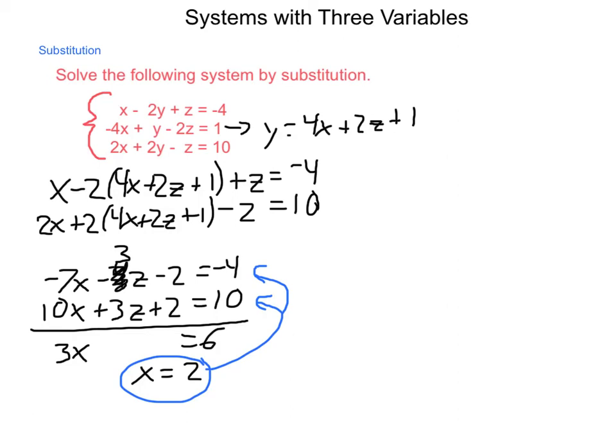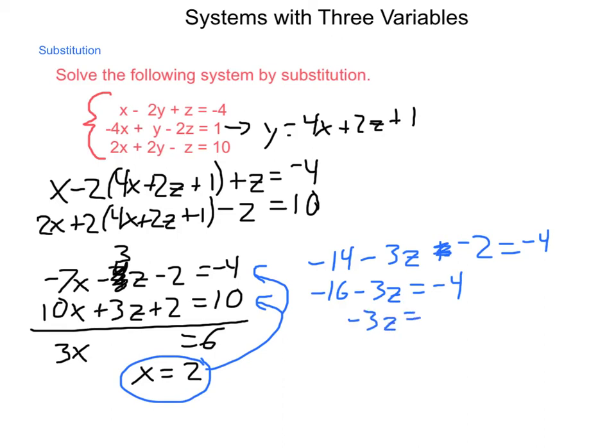So I come up with negative 14 minus 3z plus or minus 2 equals a negative 4. Combining like terms, I get negative 16 minus 3z equals a negative 4. Adding 16 to both sides gives me 3z equals a positive 12. Divided by negative 3, I have z is equal to a negative 4.